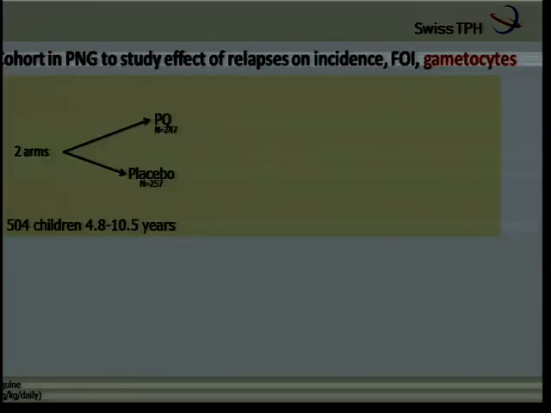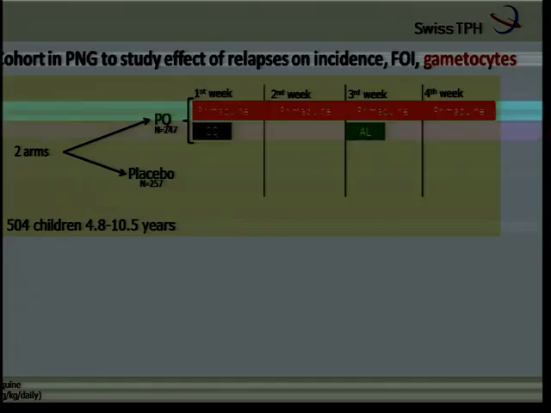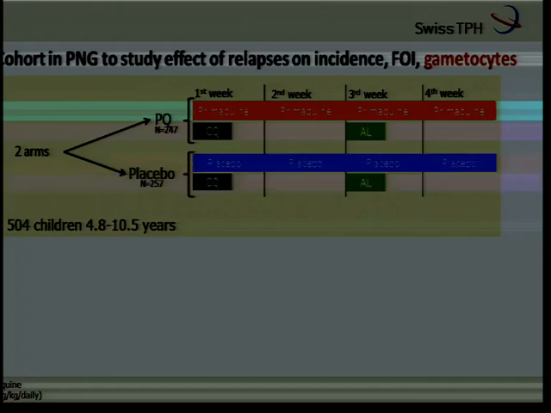Now I'm coming to the cohort study, which was conducted in 2008 to 2009 in PNG, and that was a two-armed trial. The reason for this cohort was to study the effect of primaquine treatment on the incidence of disease, the molecular force of infection, and of course gametocyte prevalence. That involved a 4-week treatment of primaquine plus chloroquine and Coartem. In the placebo group, it was only chloroquine and AL.